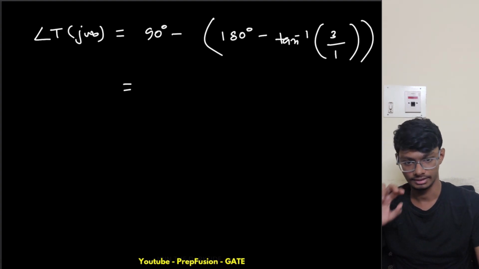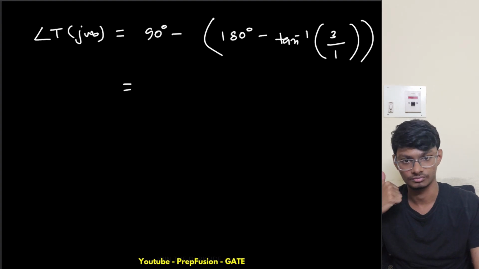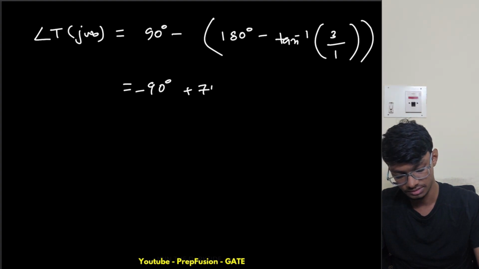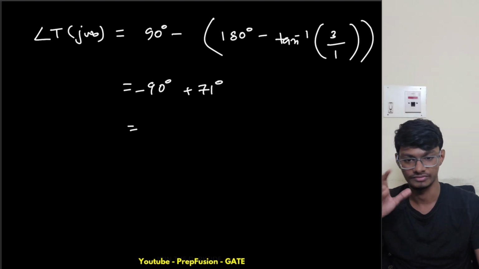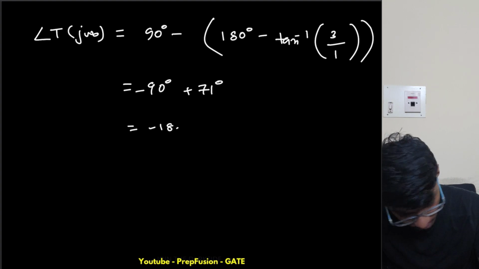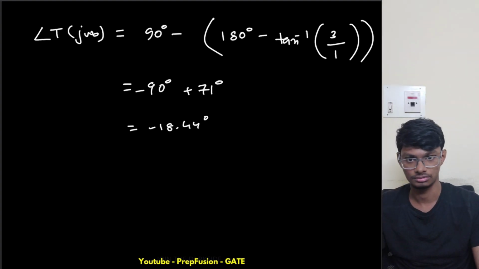I've already calculated it, and you should also remember this. What is tan inverse 3? Tan inverse 3 is 71 degrees. So this is 90 minus 90, this becomes plus 71 degrees, so around 71 only. And the answer that I am getting is 18.44 degrees. I've already calculated this one, 18.44 degrees.